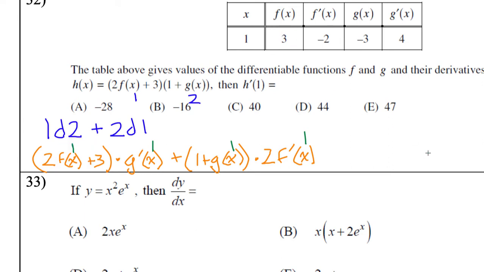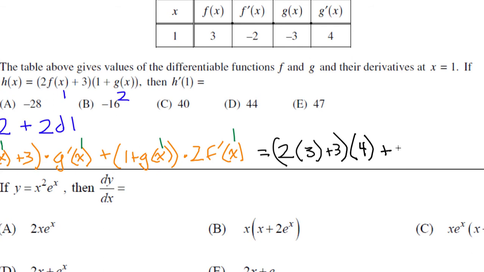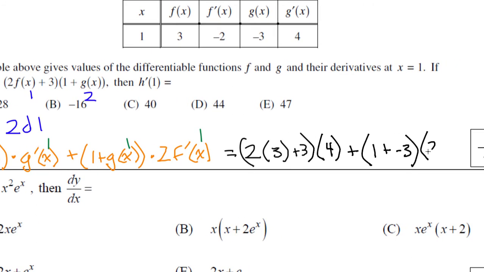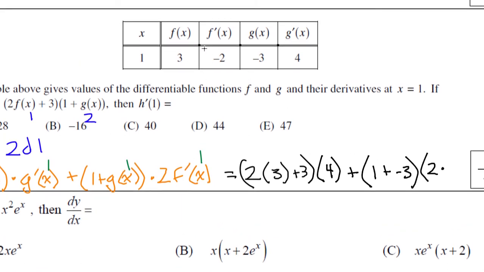Exactly, yeah. So you're going a little bit ahead of us, but let's go ahead and do that now. This is now going to be 2 times f of 1 is 3 plus 3. That was the first thing. And then I'm going to multiply that by g prime of 1. G prime of 1 is over here. It's 4. And then I'm going to copy down the plus sign. I'm going to copy down 1 plus g of 1. G of 1 is negative 3. That's going to be all times 2 times f prime of x, f prime of 1 in this case. F prime of 1 is negative 2.